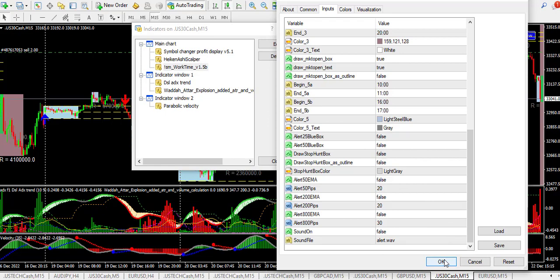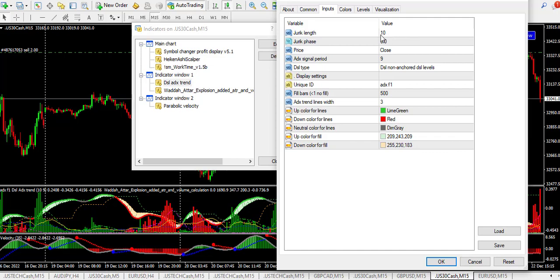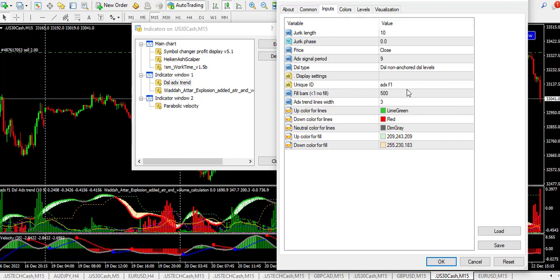There's nothing to change apart from the time zone that you have to change according to your time. The other indicator is the ADS trend indicator. The length is 10, and every other thing just set it the way we have it here, and the color just set it here. Once you do that, you can click OK. Just follow it and set it up.